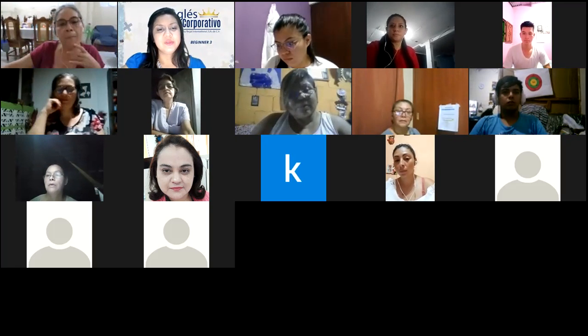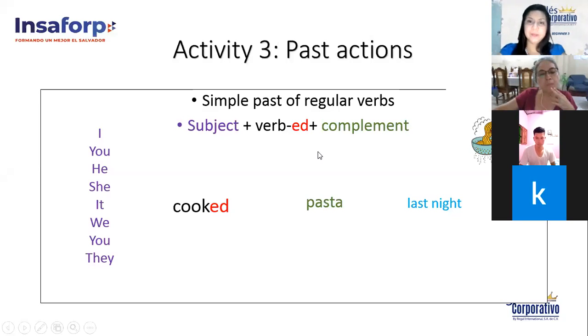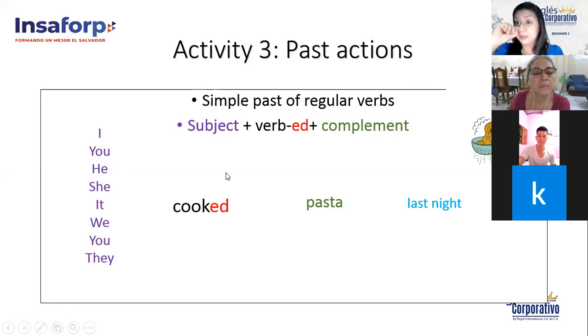Entonces ya vimos esto. Past action, simple past of regular verbs. This is very simple. We have the subject, here in color purple. We have the verb and we have the complement. Regular verbs are all the verbs that we just have to add ed. We have an example here. What is the verb?